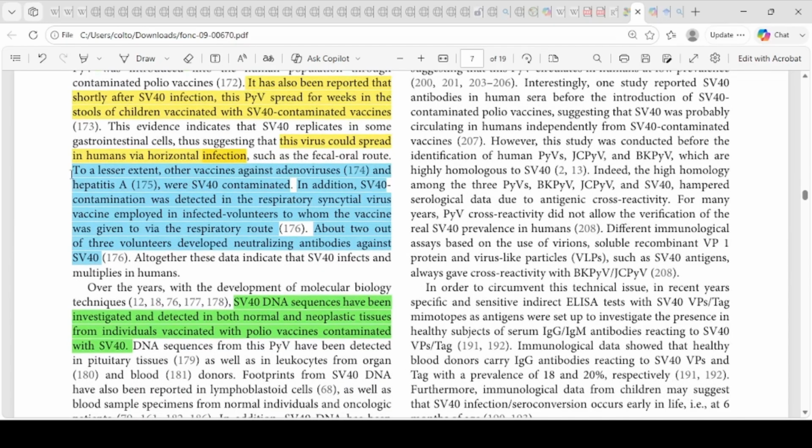Another important issue is they say here other vaccines might have been contaminated. So they say against adenoviruses and hepatitis A, those vaccines were also SV40 contaminated. And there might have been one contaminated respiratory syncytial virus vaccine. And the people who took that vaccine, it says about 2 out of 3 volunteers taking that vaccine developed antibodies against simian virus 40, meaning they got simian virus 40 and then their immune system responded to it.